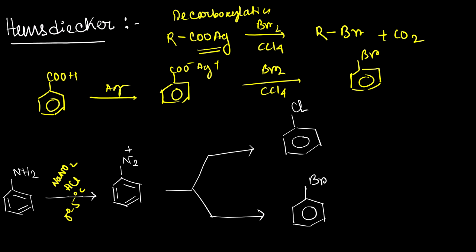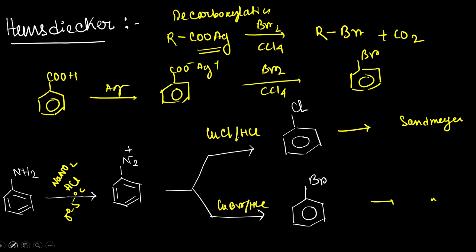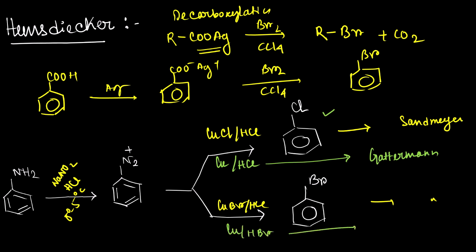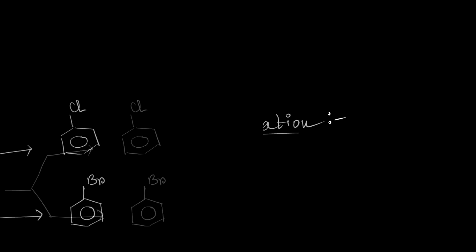Then from the diazonium salt, if we use CuCl/HCl, we name the reaction the Sandmeyer reaction. If we are using CuBr/HBr, then also we name it the Sandmeyer reaction. But on the other hand, if we are using copper powder and HCl, we get the same product, just the name of the reaction will be the Gattermann reaction. And for bromobenzene also, if we are using copper powder and HBr, the name will be the Gattermann reaction.